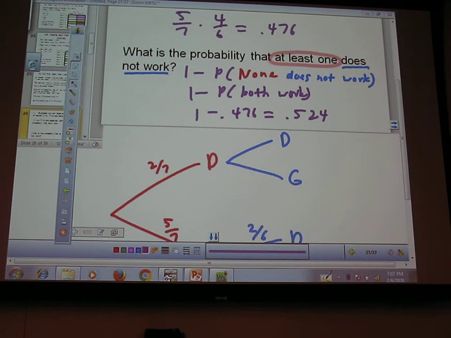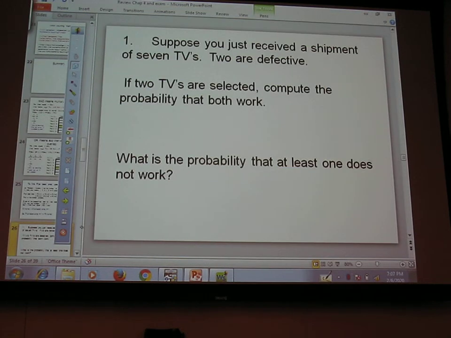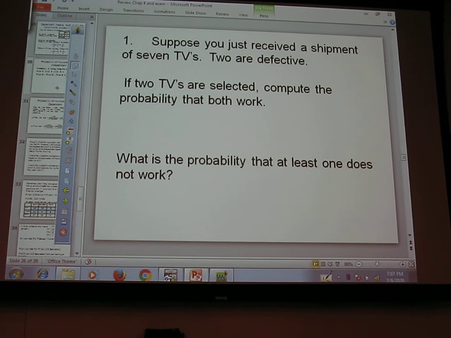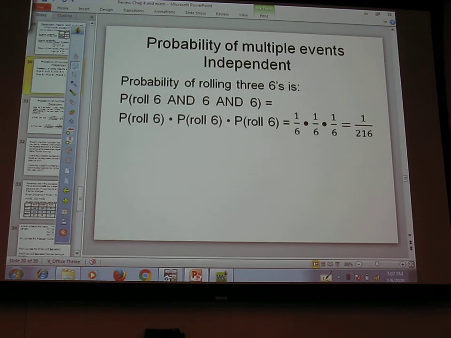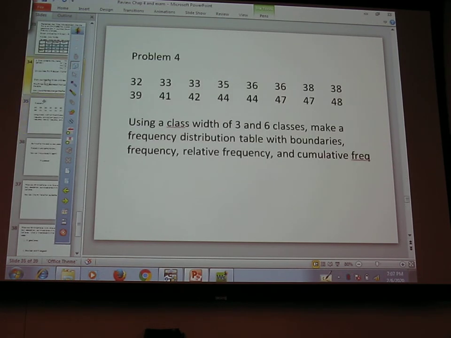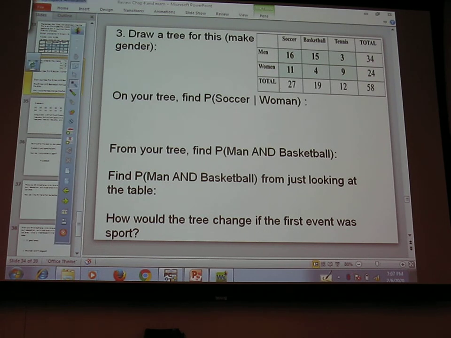Let's move on to number 3, if I can find it. Wait, don't we have to solve what? Okay. So I want you guys to draw a tree for this.